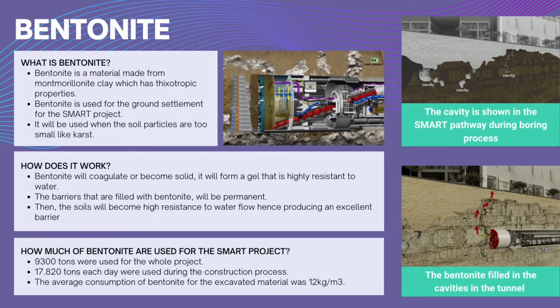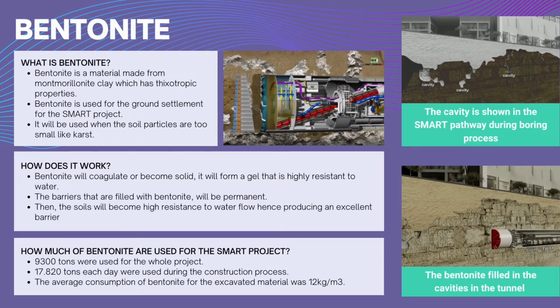The function of the bentonite is that when it coagulates or becomes solid, it will form a gel which is highly resistant to water. And when the bentonite mixes with certain additives like Portland cement or soluble silicate, the barrier formed will be permanent, which can be referred to in the figure at the right side. It shows the cavity along the pathway of the SMART construction, and the second figure shows how the bentonite filled the cavities, which forms the barrier in the soil.